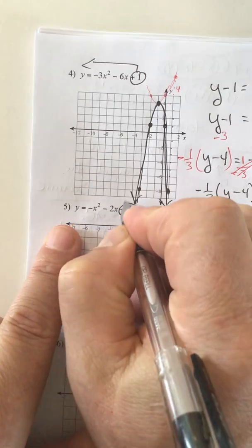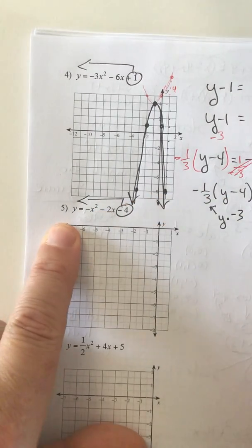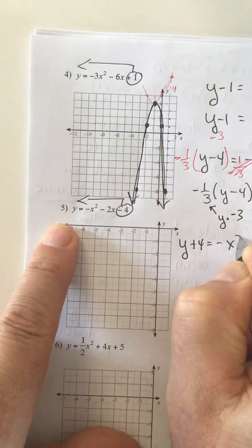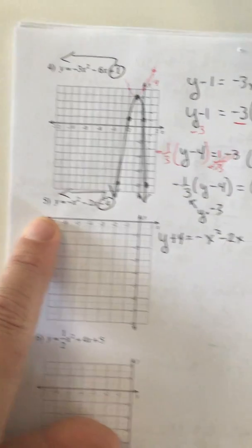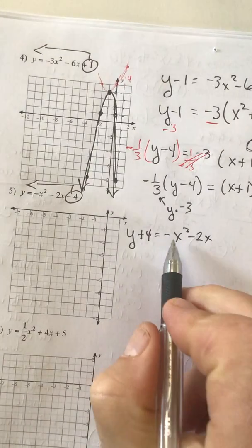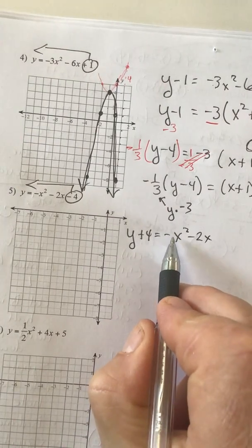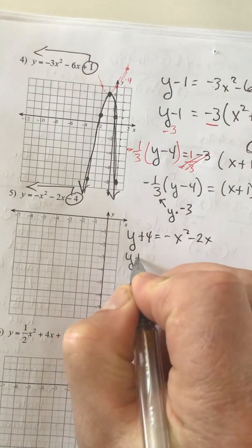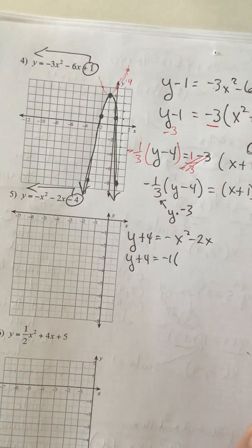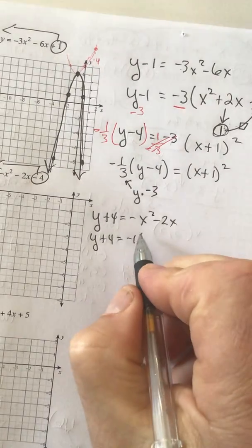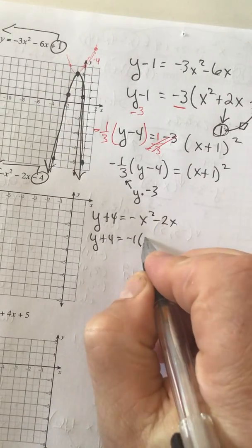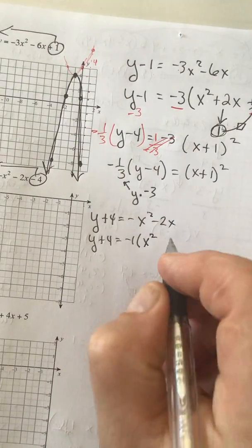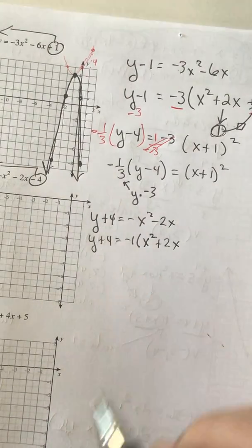Number 5, start out by moving the constant to the other side. So y plus 4 equals negative x squared minus 2x. Okay, A is not positive 1, it's negative 1. So we have to factor it out. Dividing a negative 1 out of a negative leaves a positive 1, x squared. Dividing a negative 1 out of a negative 2 leaves a positive 2x.